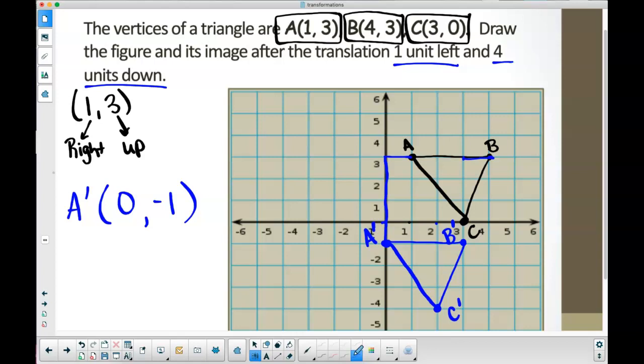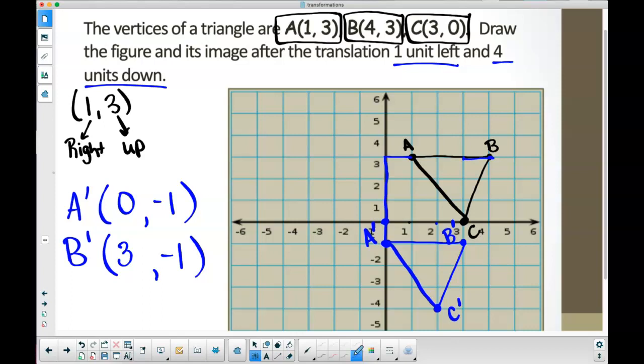Okay, B prime. What are the coordinates of B prime? If I was standing right here, how would I get to B prime? 3, -1. I go right 3, down 1. Negative means you move down.